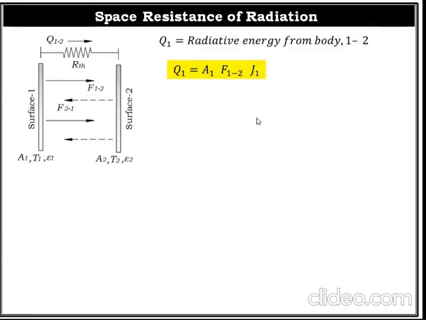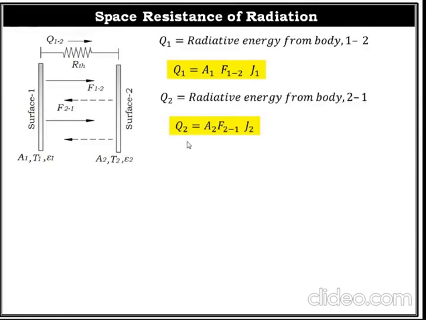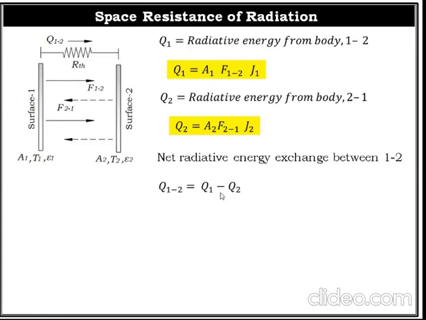So J1. In the same manner, if we are talking about surface 2, Q2 will be the radiative energy from body 2 being received by body 1. So 2 to 1. So Q2 will be area A2, shape factor F21 and radiosity J2. Now the net radiative energy exchange between 1 to 2 will be Q1 minus Q2.